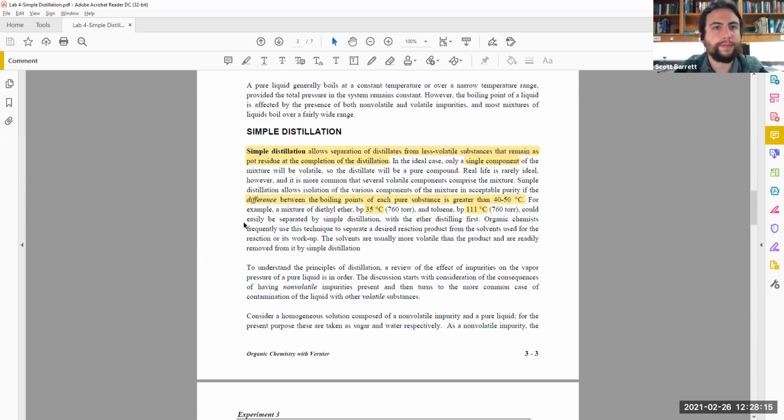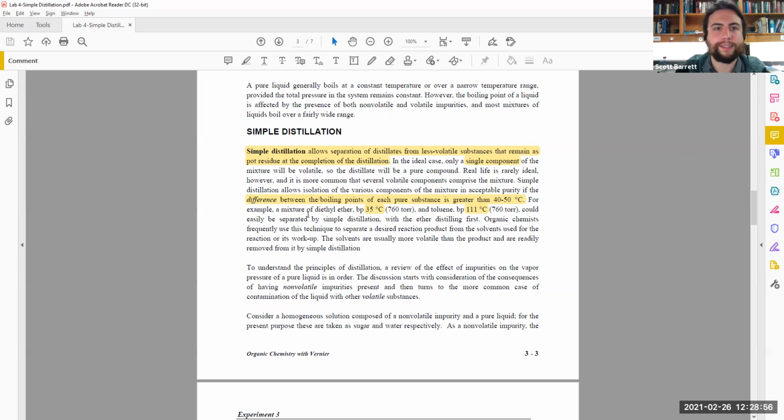So going forward, the main topic that we are discussing today is simple distillation, and it allows separation of distillates from less volatile substances that remain as a pot residue at the completion of distillation. So within this, we're only talking about single component distillation. And this is critical in this next part that I've highlighted: the difference in the boiling points of each pure substance should be greater than 40 to 50 degrees Celsius. Otherwise, we'd have to utilize fractional distillation, discussed in the other video that I posted on YouTube. If you need any more review of it, please go back and review that or look at the module from last week. There are a couple more videos there that you can watch to refresh your memory.